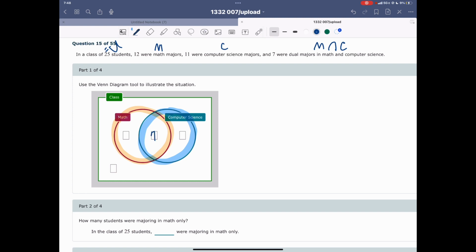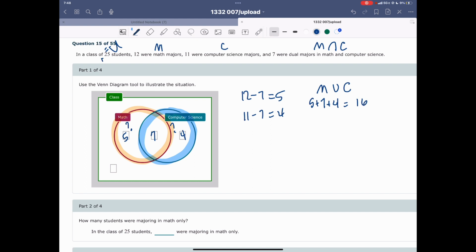So this is 7. And the way that you get this number right here, it's going to be 12 minus 7 equals 5. So when you add them, you get 12. And then the way you get the computer science number is that it's going to be 11 minus 7, which equals 4. So then when you do M union C, that's 5 plus 7 plus 4. That's going to give you 16.